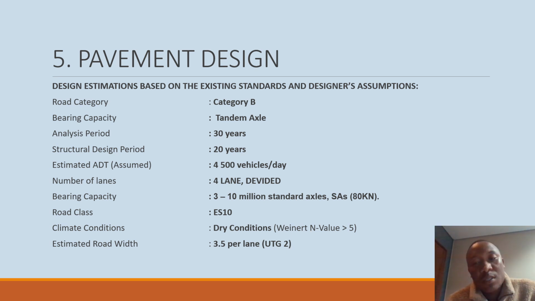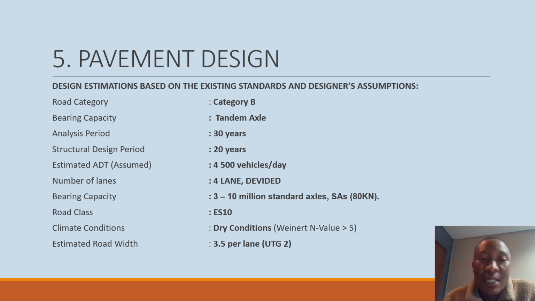For the structural design of this pavement road, we had to come up with some estimations because some of the information was not available. The road category, based on the information observed on site, is category B. The bearing capacity was estimated to be tandem because it's a combination of roads where there is the use of trucks and also small vehicles. The analysis period was 30 years, and the structural design was for 20 years.